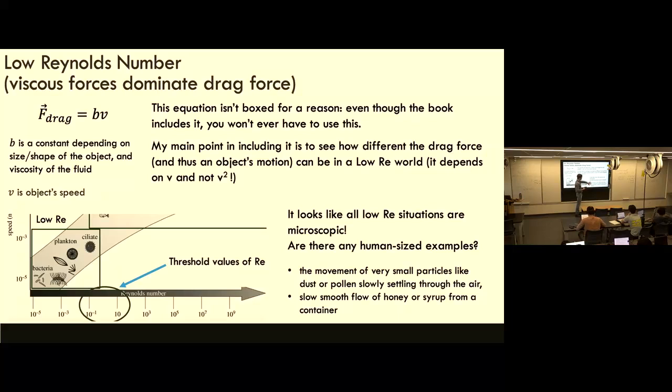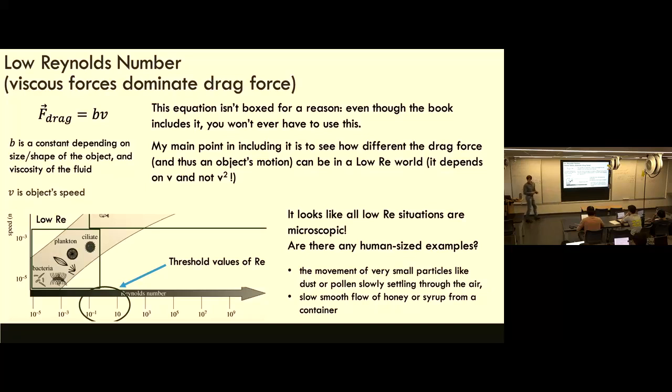The same thing would be true with honey or syrup. Anytime you're pouring something that has a really high viscosity, higher than the air that's around it, which is almost everything, you're going to encounter low Reynolds numbers. So these are two examples where you don't necessarily have to be working in a microbiology lab to see low Reynolds number stuff, but they're just some neat ways to think about this.